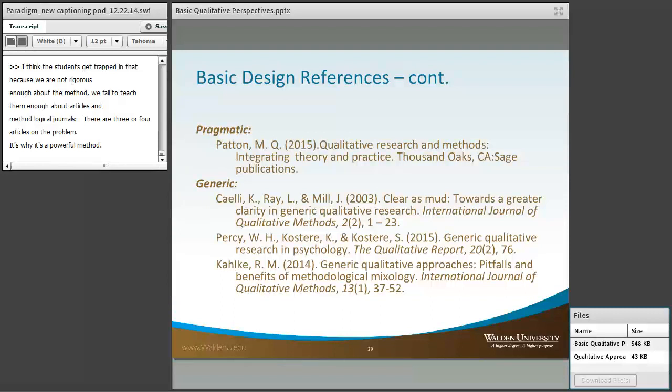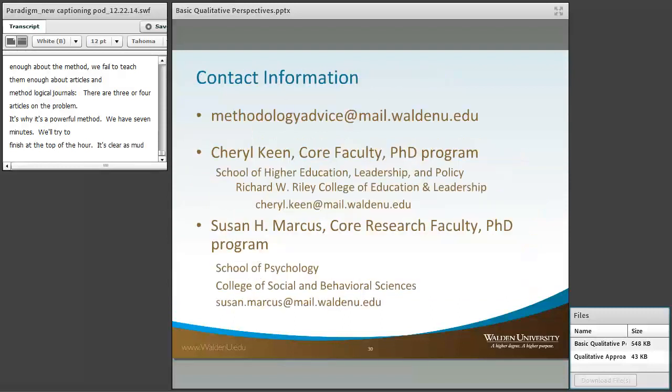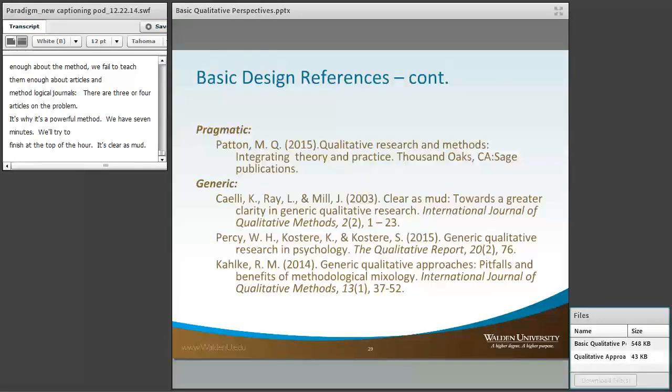So the floor is open. We've got seven minutes. We'll try to finish at the top of the hour, and you can see in the references here, I've broken down resources by the different nomenclature that's used. Here's the article on methodological mixology by Kaile and Bill that'll keep you thinking for a while, and this one, Clear as Mud: Toward Greater Clarity. They're trying to articulate what it is, but that's a ten-year-old article, and people are still struggling away at this.